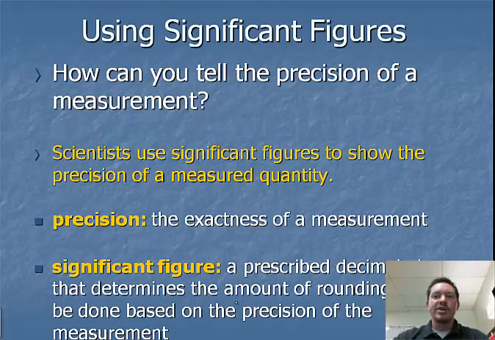Alright, so how can you tell the precision of a measurement? Scientists use significant figures to show the precision of a measured quantity, and precision is the exactness of a measurement. A significant figure is a prescribed decimal place that determines the amount of rounding off to be done based on the precision of the measurement.